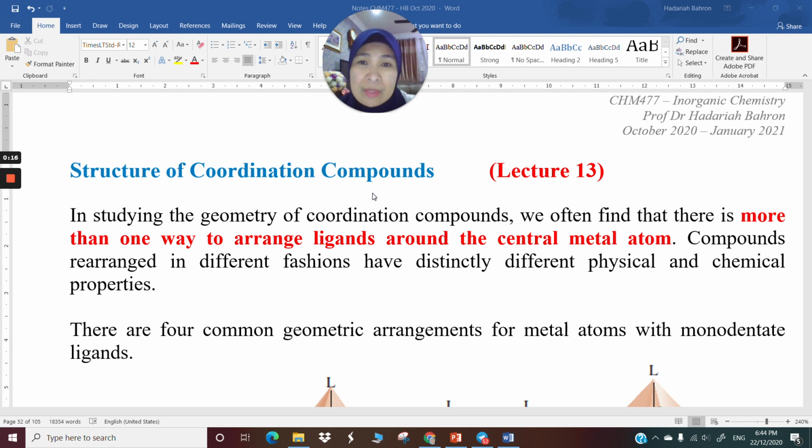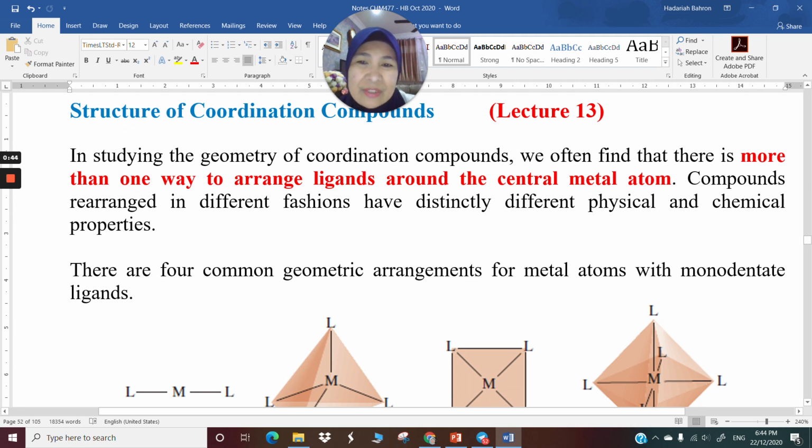Today I'm going to cover structure of coordination compounds. In my previous lecture, we completed the topic of naming of coordination compounds, or nomenclature. Now we go into the structure of coordination compounds. Sometimes when we're studying the geometry of coordination compounds, we find that there is more than one way to arrange ligands around the central metal atom. Compounds rearranged in different fashions have distinctly different physical and chemical properties.